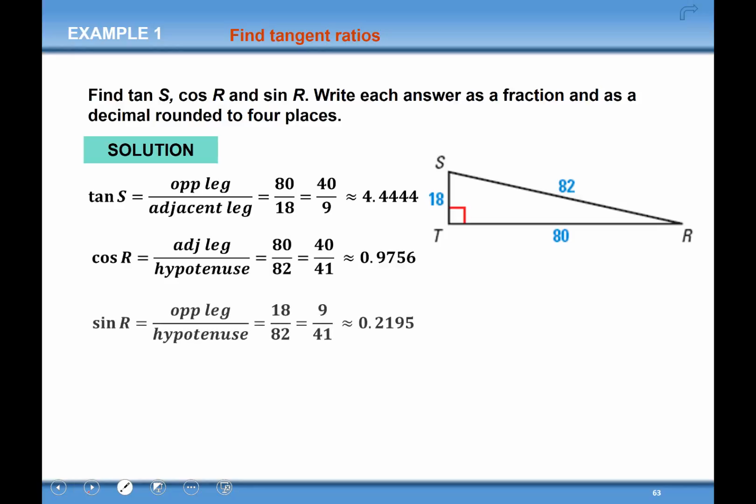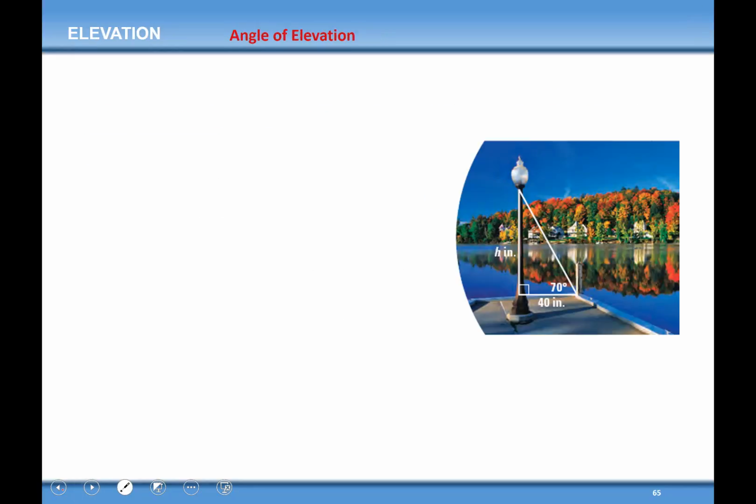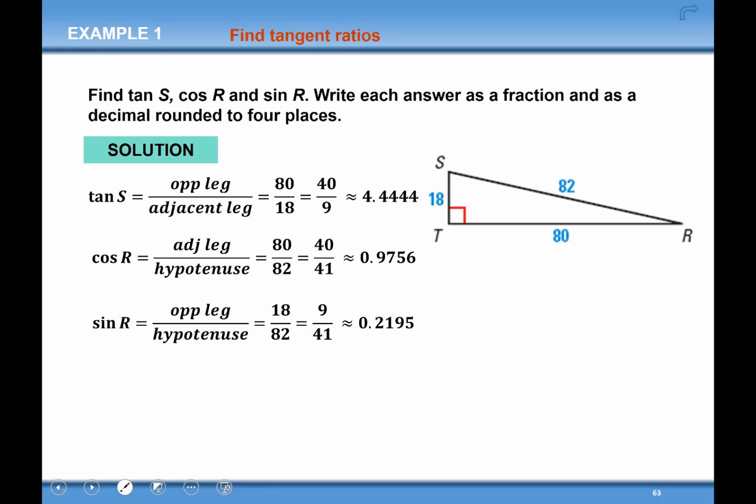I'm going to walk through this here. What we did yesterday is we talked about here that when you write tangent of S, it's the opposite leg over the adjacent leg. So you have to remember the opposite of S is that 80 and the adjacent is 18. Remember, 82 is the hypotenuse in these equations, right? So each of these two angles, S and R, only have one adjacent leg.